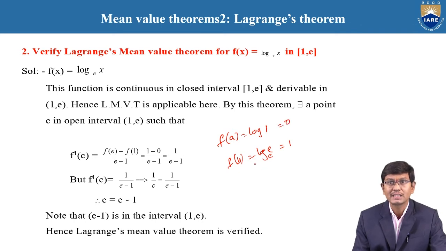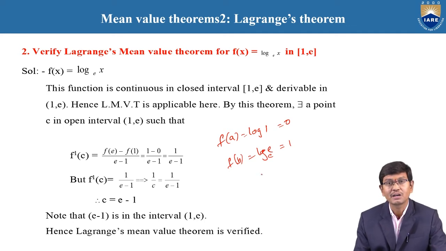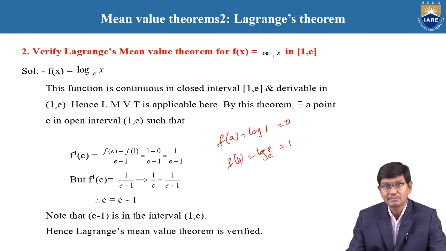Therefore, log B minus log A is nothing but 1 minus 0, divided by B minus A, which is E minus 1 only. Therefore, the complete expression is equal to 1 by E minus 1. And moreover, f dash of x is clearly 1 by C only. Therefore, 1 by E minus 1 is equal to 1 by C. By solving that equation and equating the denominators, C is equal to E minus 1 only.